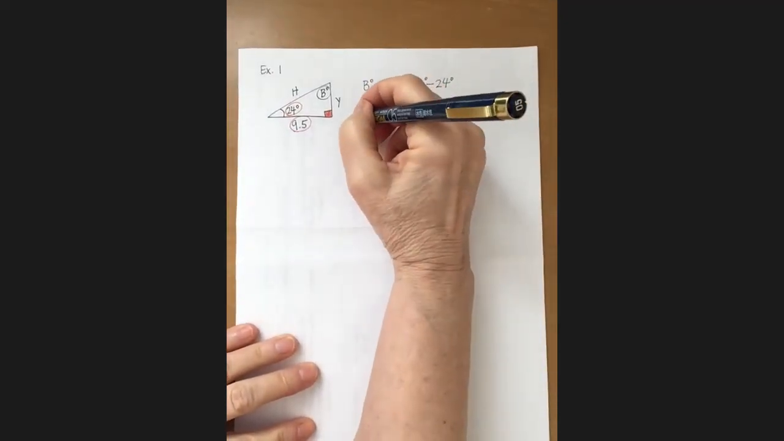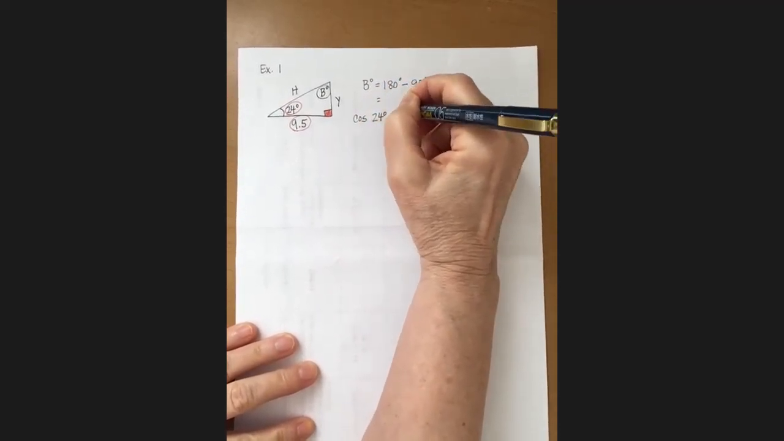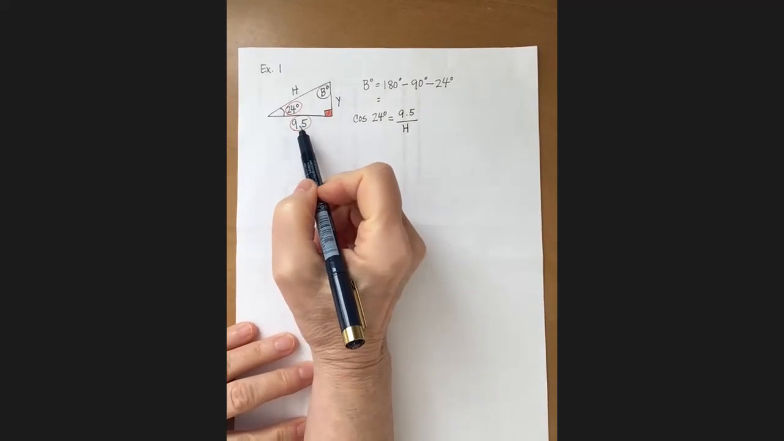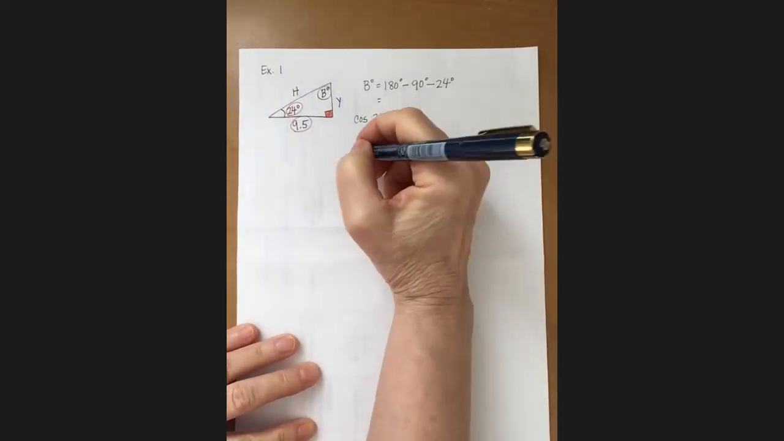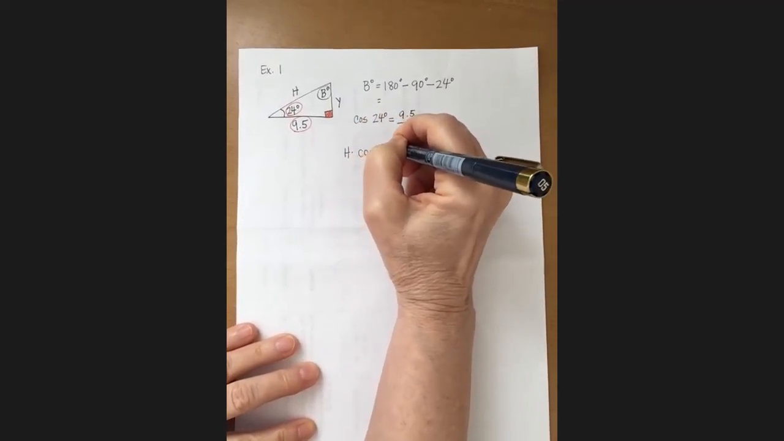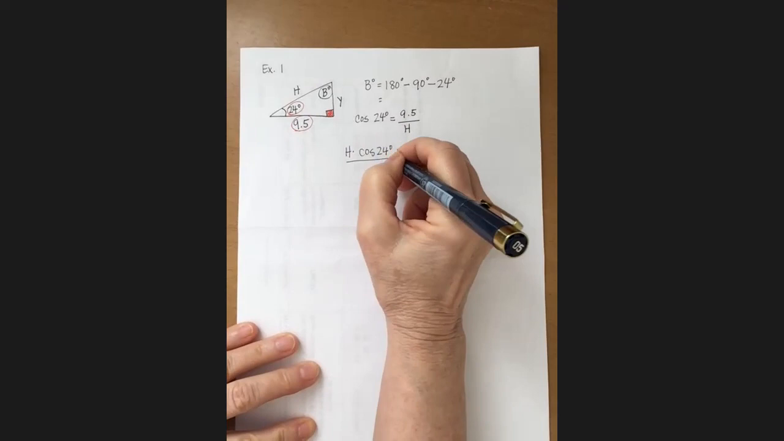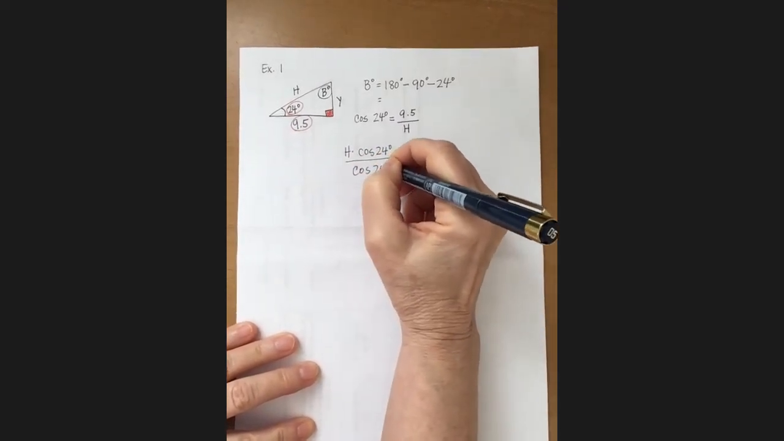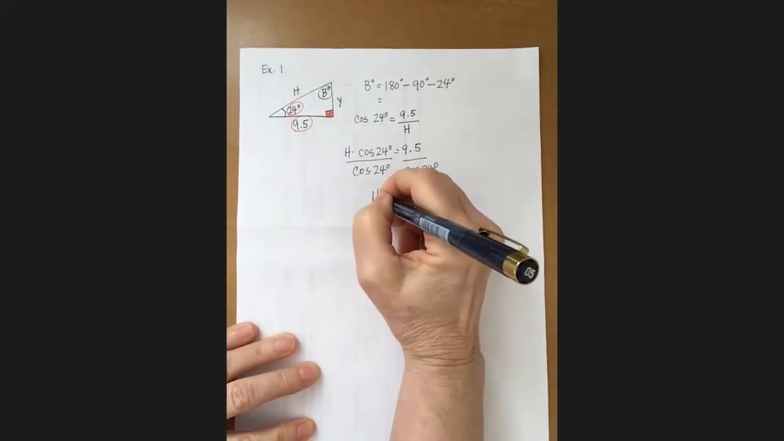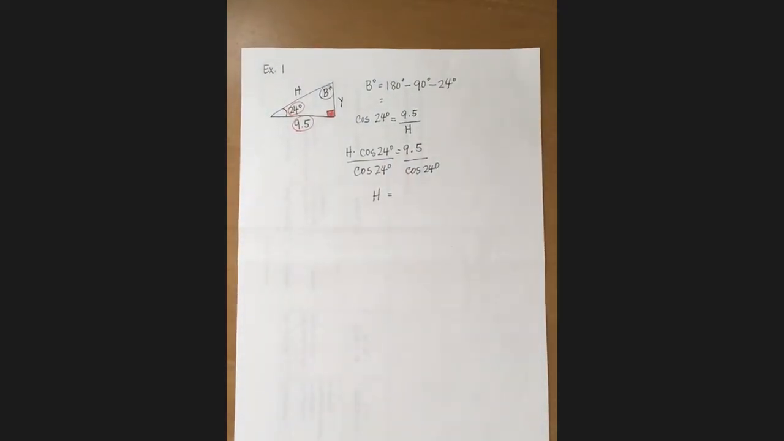So I want to start out with the cosine of 24 degrees, and that's equal to 9.5 divided by H. The cosine is the adjacent divided by the hypotenuse. So I can rework that. H times the cosine of 24 degrees equals 9.5. But that's not so helpful because we need H. So we divide both sides by the cosine of 24 degrees. And now we have H equals 9.5 divided by the cosine of 24 degrees.